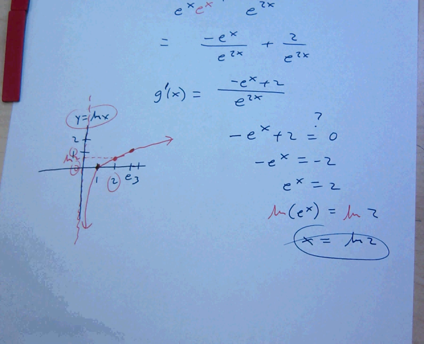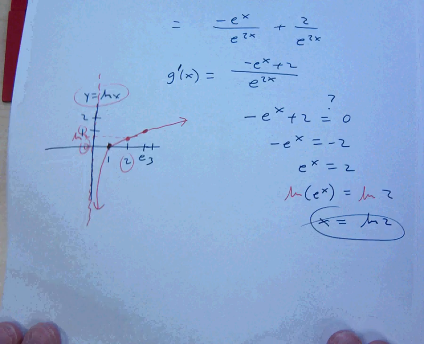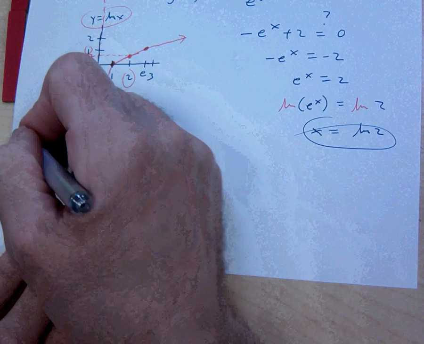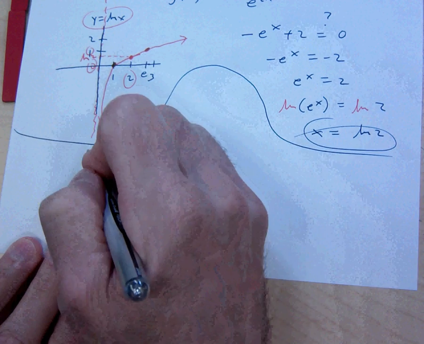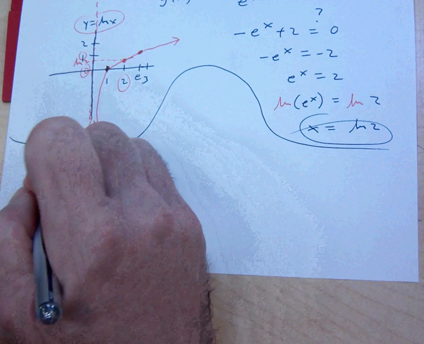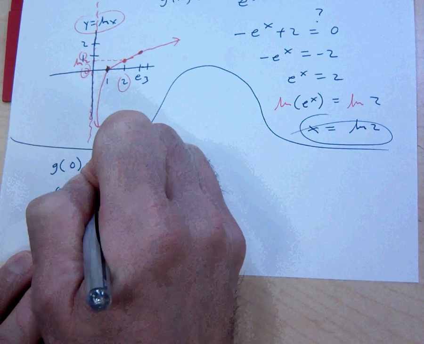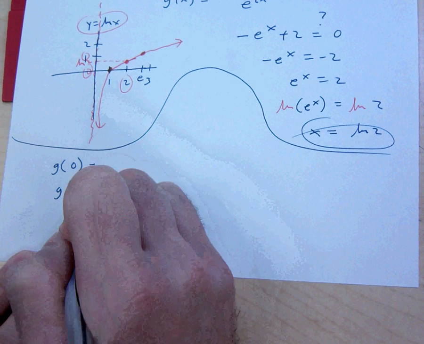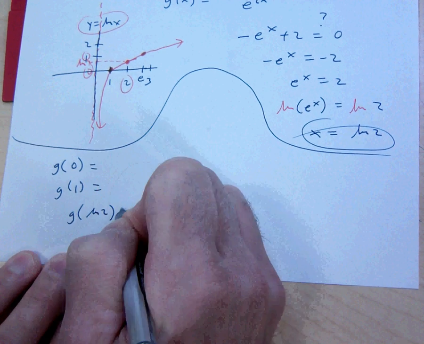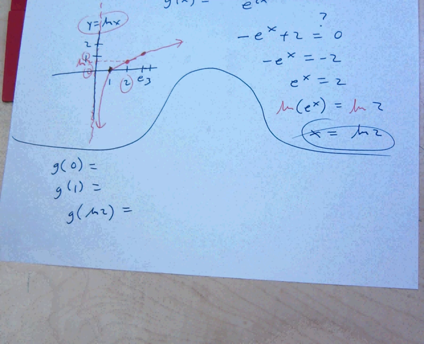Okay, so we can now finish. Okay, so here we go. At this point, I'm going to find g of 0, g of 1, that's the endpoints of my interval, right? And then I've got to find g of ln of 2. Again, without a calculator. Are you ready? Here it goes.